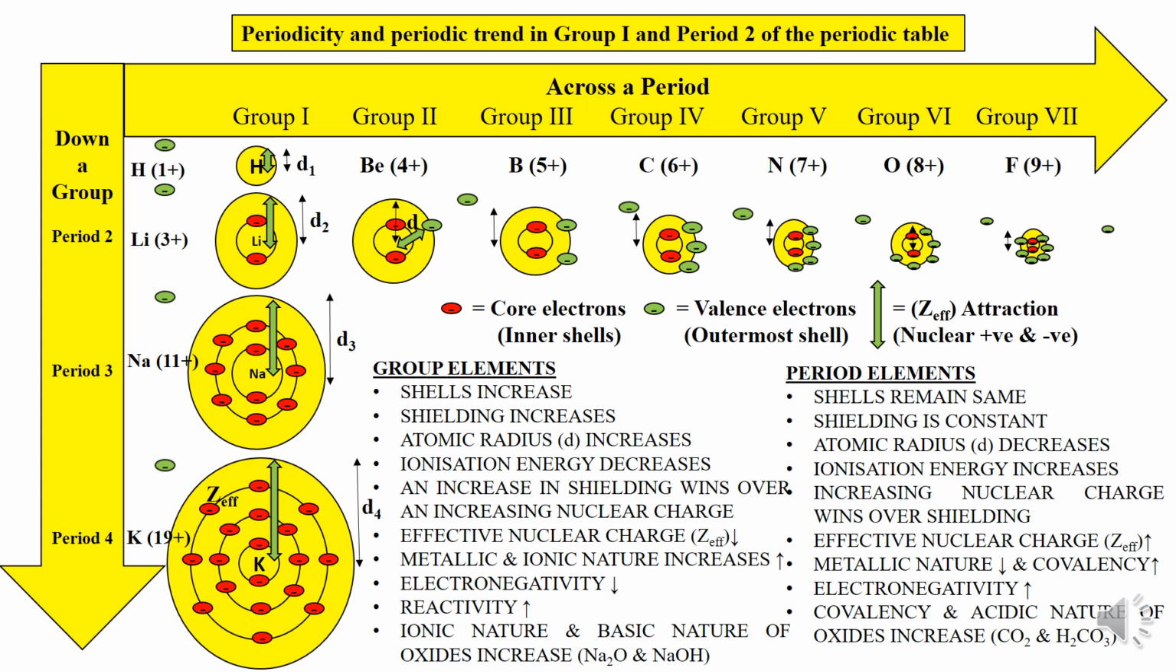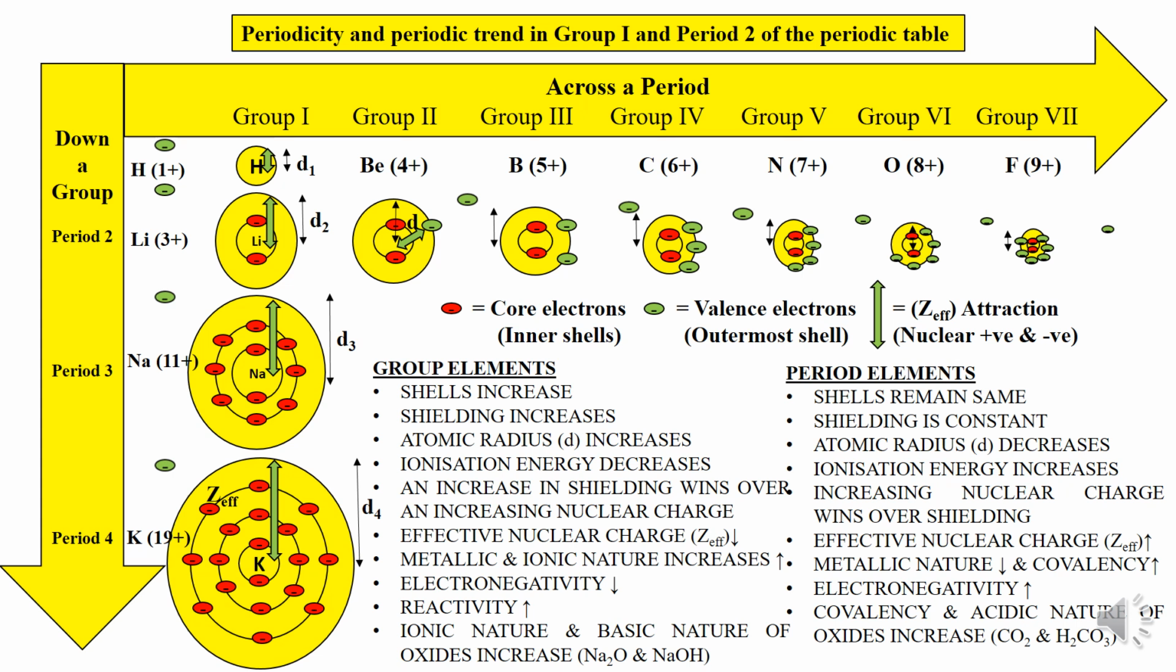As you move from beryllium to fluorine in the period 2 elements of the periodic table, you can see the nuclear charge increases. Beryllium with 4 protons, boron with 5, carbon with 6, nitrogen with 7, oxygen with 8, and fluorine with 9 nuclear protons. As a result, increasing nuclear charge wins over shielding. So shielding is constant as you move from left to right.